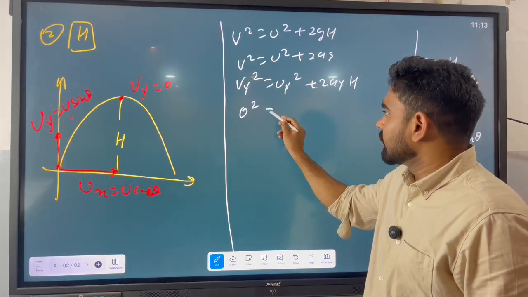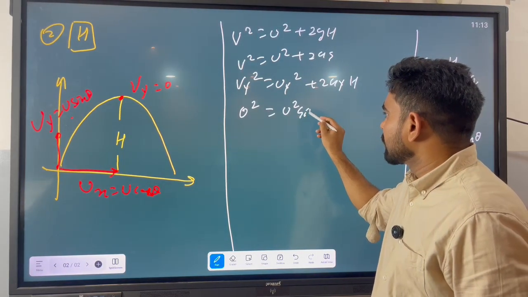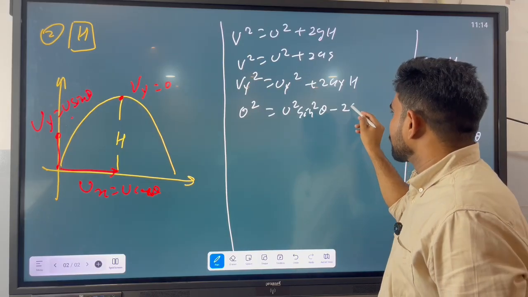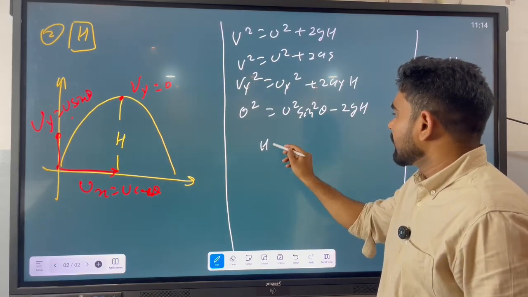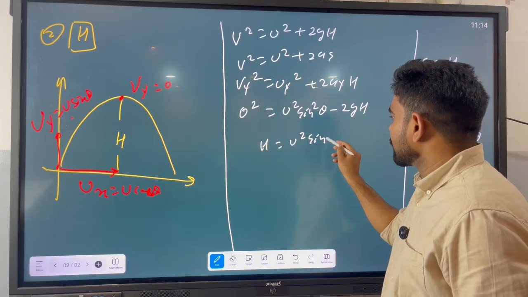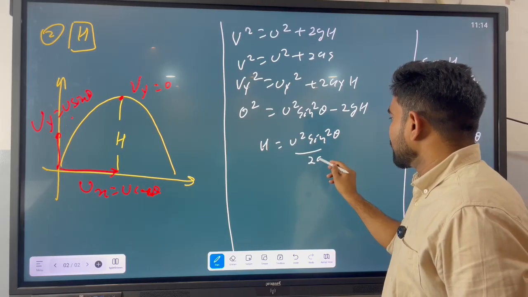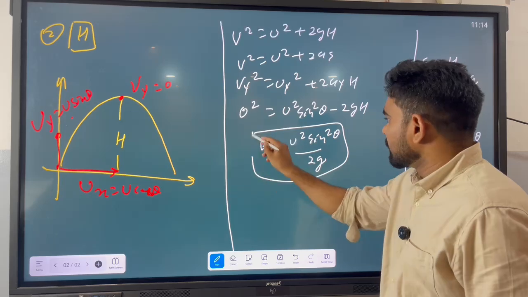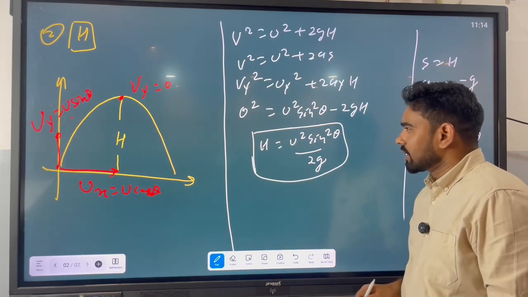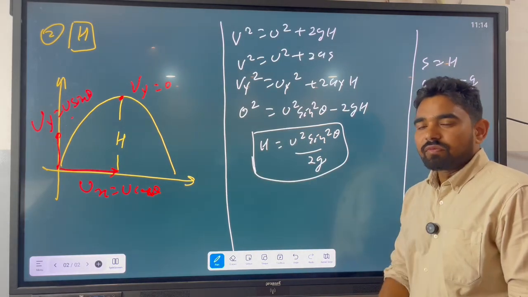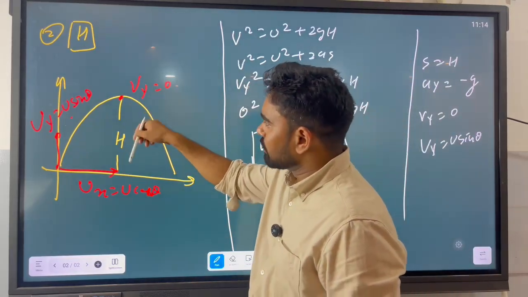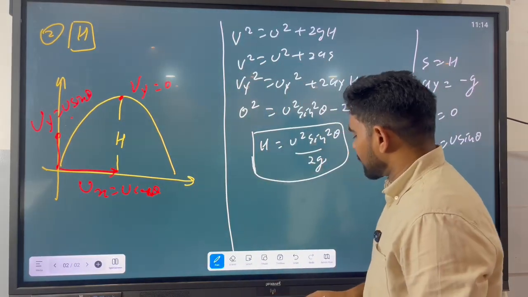0 square equals u square sin square theta minus 2gh, so h equals u square sin square theta divided by 2g. This is the value of the height, the maximum height of projection.